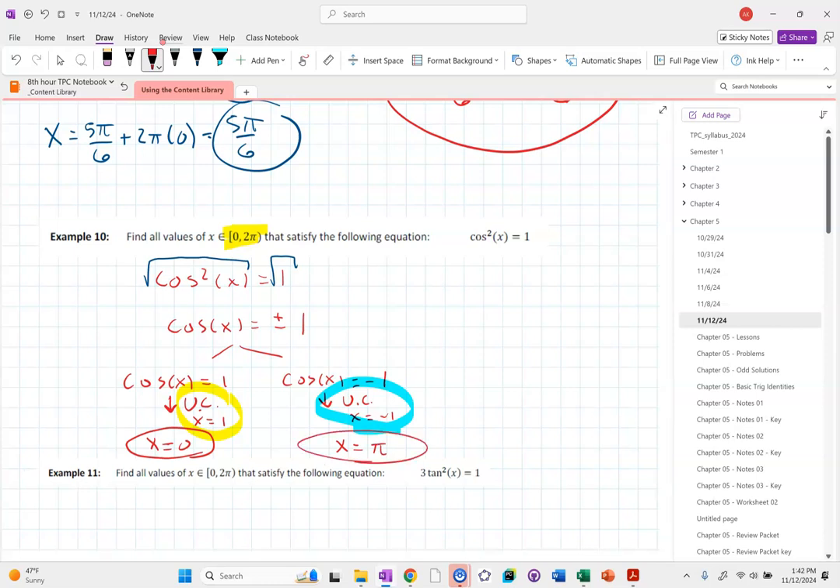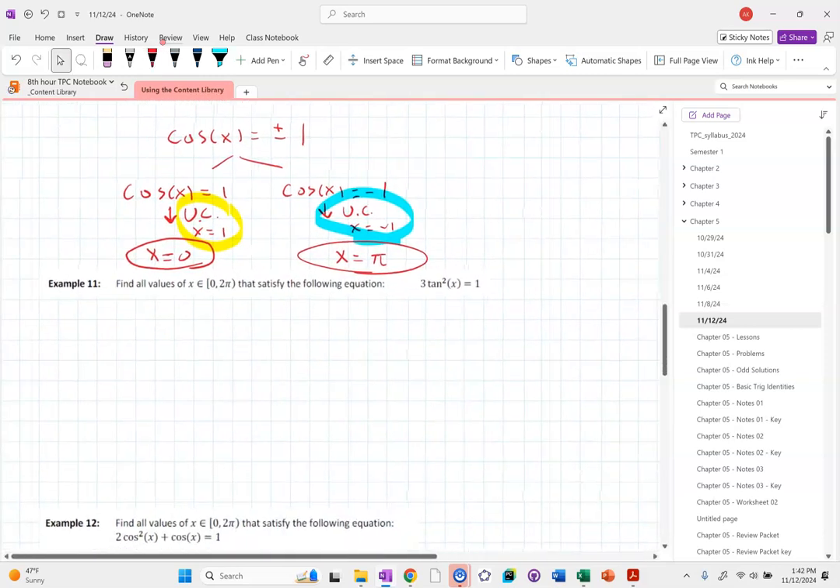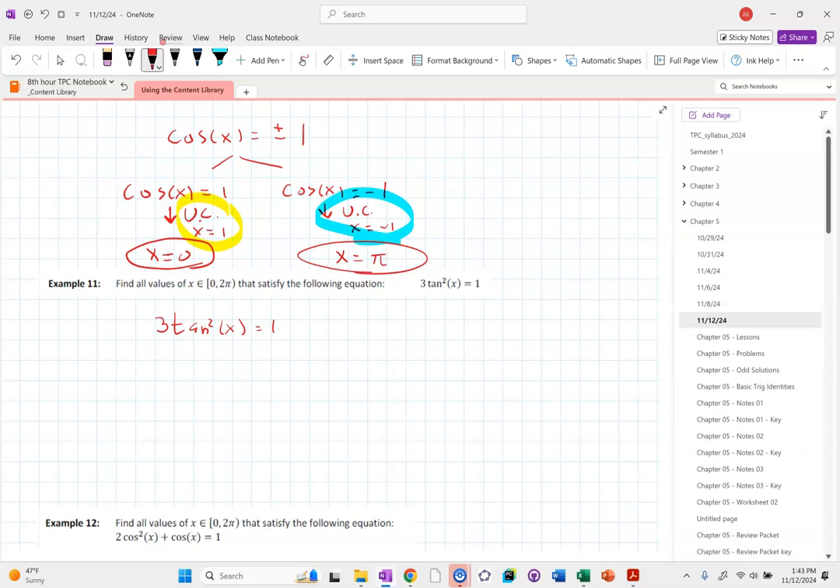Everybody so far so good? No big deal, right? Let's take a look at the next one. So here we have 3 tan squared x equals 1. And again, we're solving from 0 to 2 pi. What's wrong with this one?